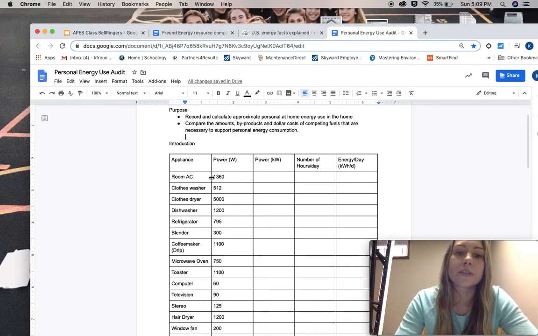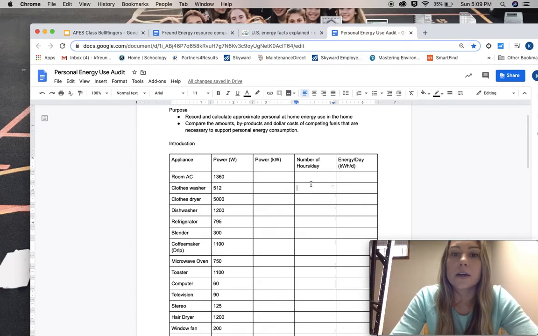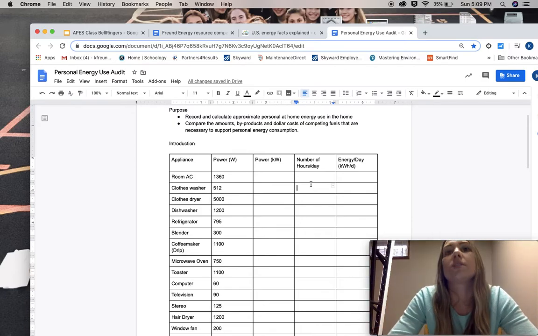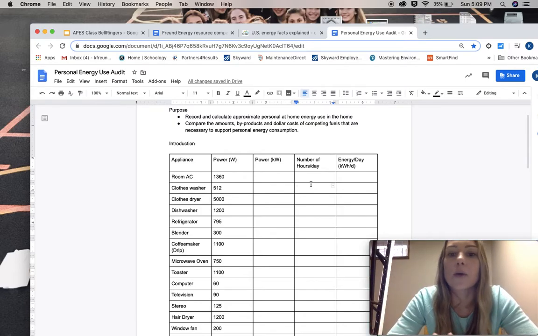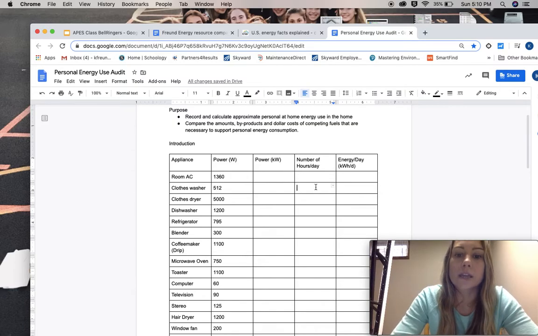So if you, for example, only wash your clothes maybe 2 or 3 times a week, you're going to have to apportion these numbers of hours per day from your week. For example, if I do 3 loads of laundry a week, and it takes about an hour to wash them, I would just take 3 divided by 7, since there are 7 days in a week, and that would be the number of hours per day that I would put for that.